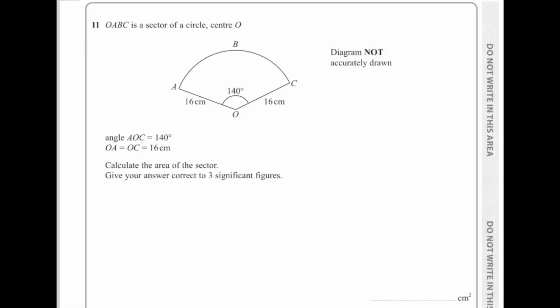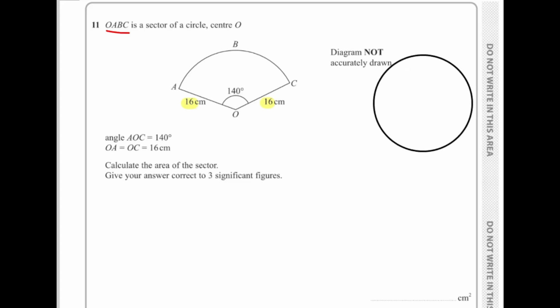Question 11, sectors. OABC is a sector of a circle with center O. Angle AOC is 140 degrees. OA equals OC equals 16 centimeters. So we know that this is the radius and this is 16 centimeters. We've been asked to calculate the area of the sector. How do we get the area of the sector? Now this is a circle.